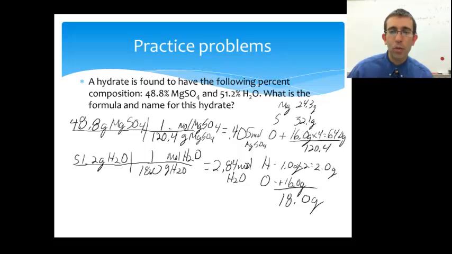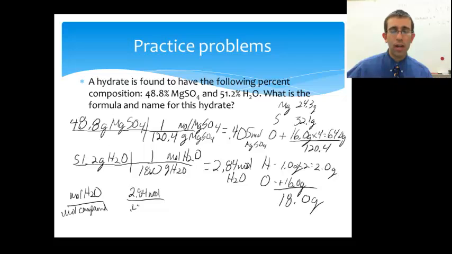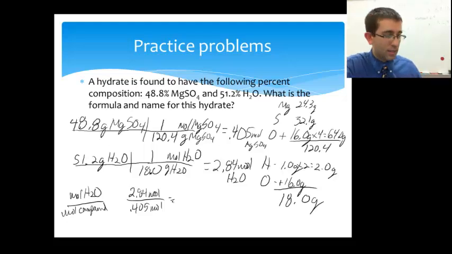Step 2, convert grams to moles. Alright, next step. You're going to take your moles of H2O, it's always going to be your moles of H2O, divided by your moles of your compound. For us, our H2O was 2.84 moles. And our compound was 0.405 moles. Alright, when you do this, every time, you're going to get a whole number here.